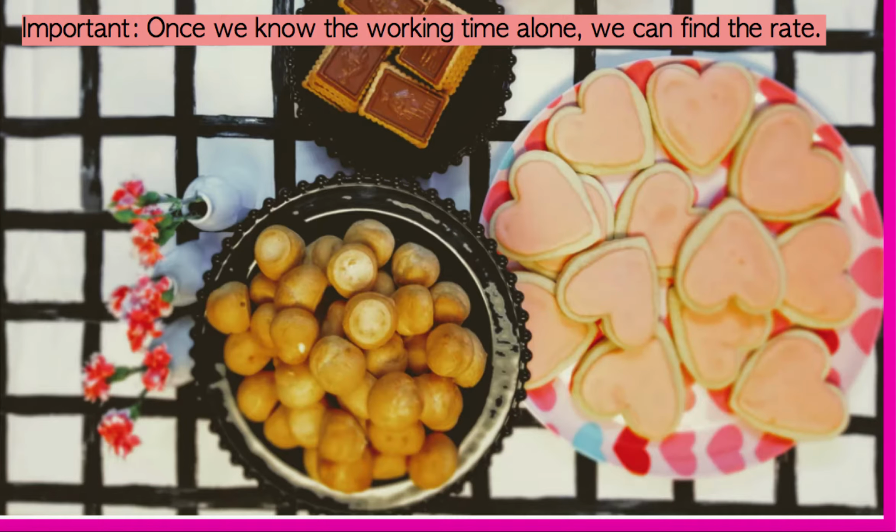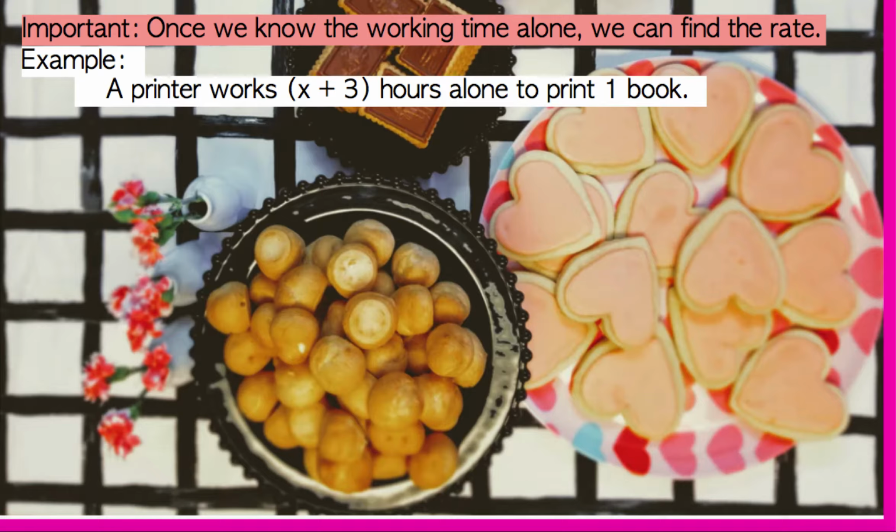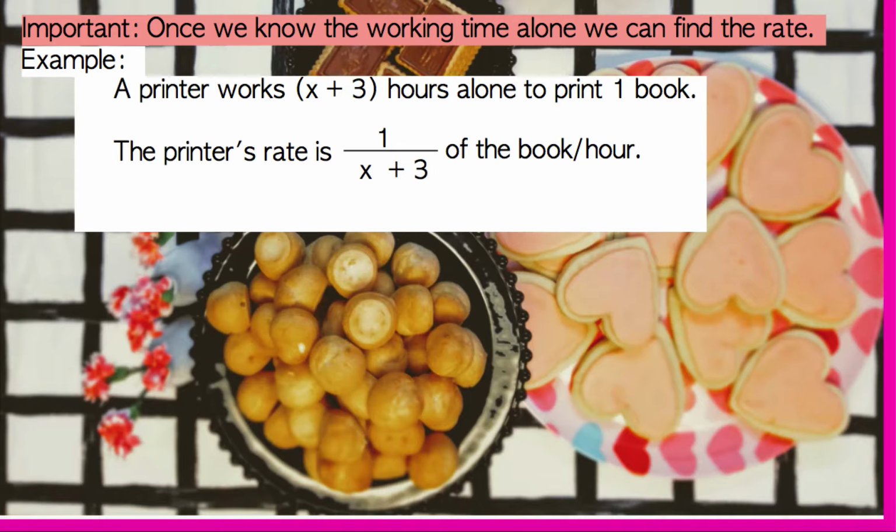Important: once we know the working time alone, we can find the rate. Example: a printer works x plus 3 hours alone to print 1 book. The printer's rate is 1/(x+3) of the book per hour.